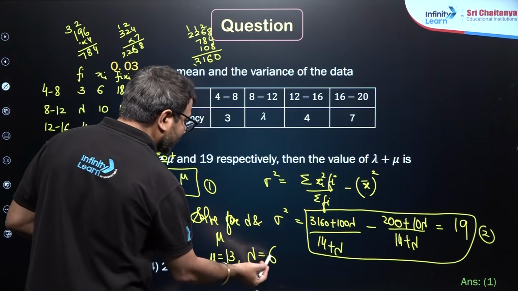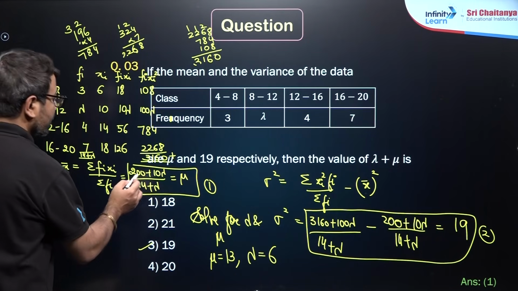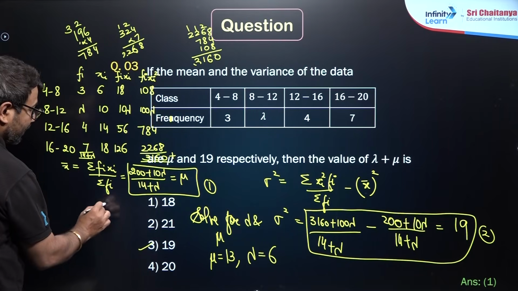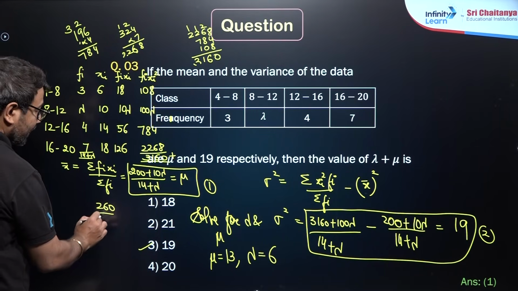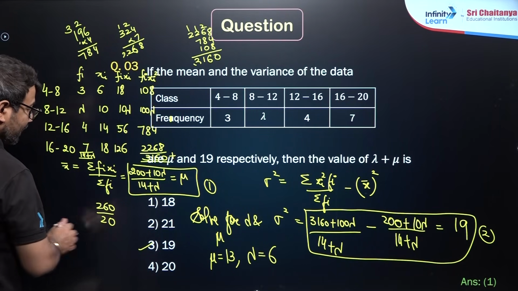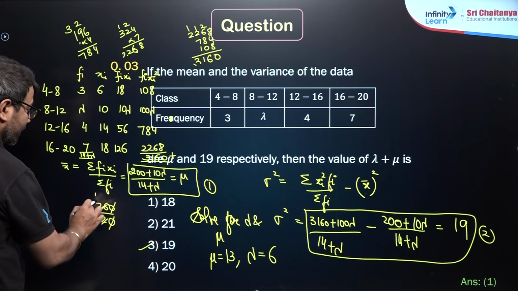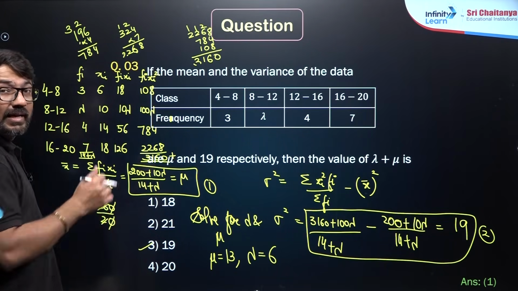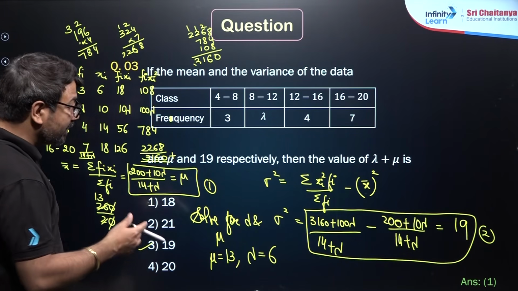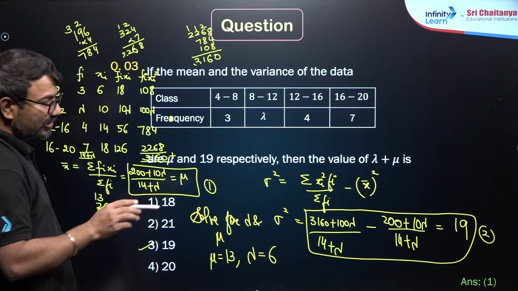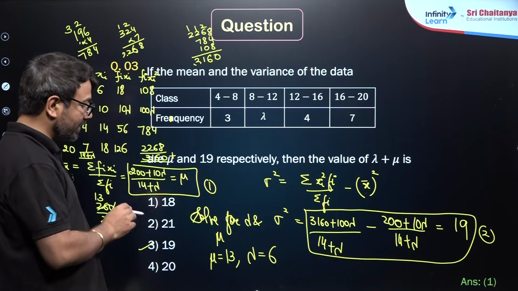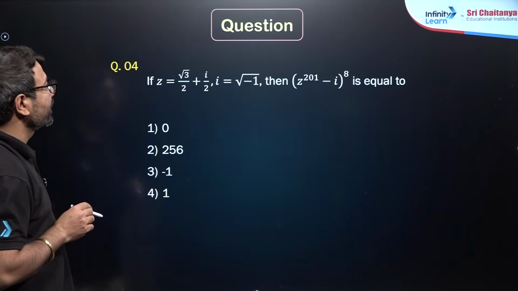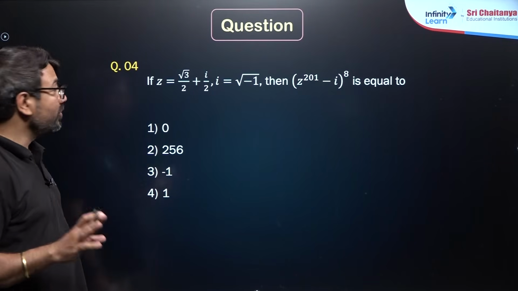Let's say I keep the value of lambda as 6 over here, so 200 plus 10 into 6 is 60, so it will be 260, and then here you will have the value 20, so if you cancel it you will have the value 13. So this is perfect, lambda value 6 and mu value 13, and if you add them you will get the number 19. Although in the answer key they mention 1, maybe there is a typing error, so actually the answer is 19. Let's, my dear students, go to the next question.